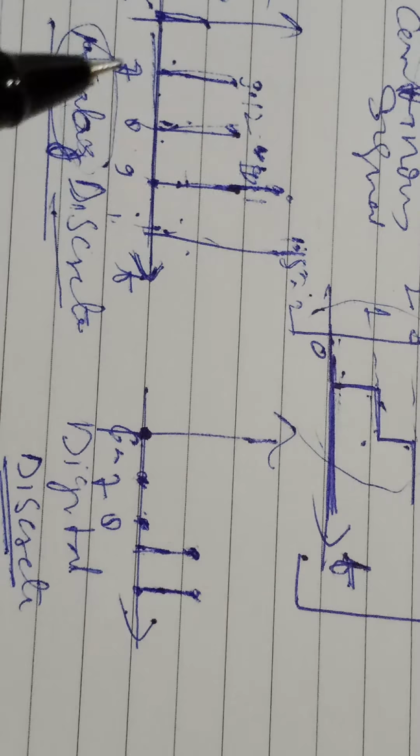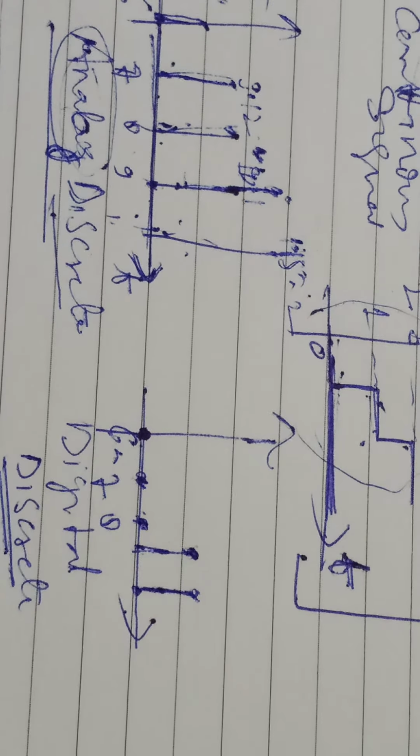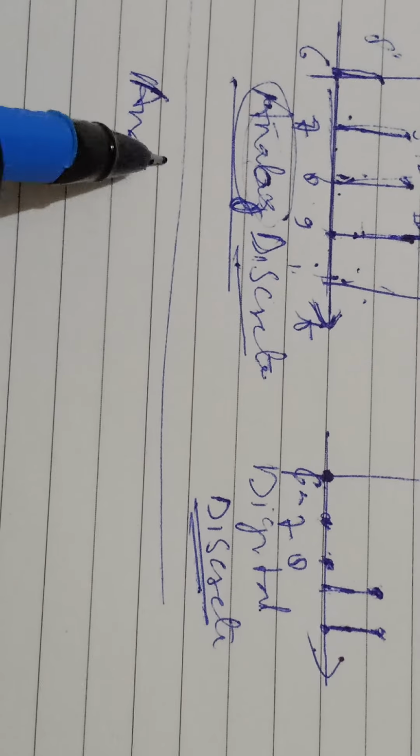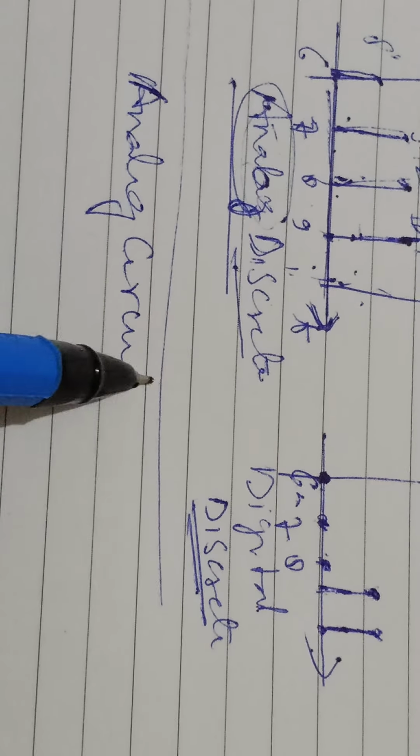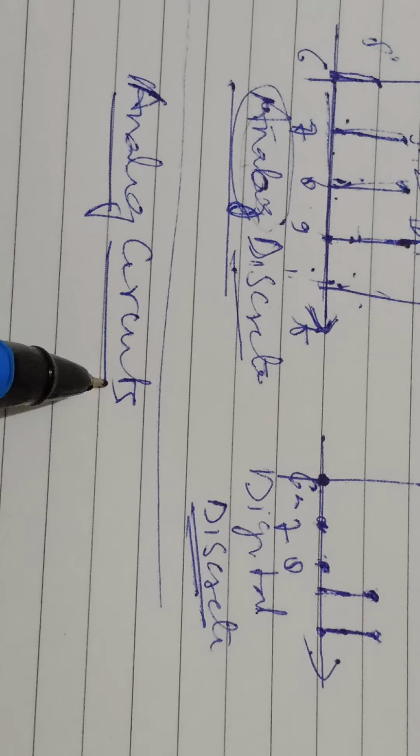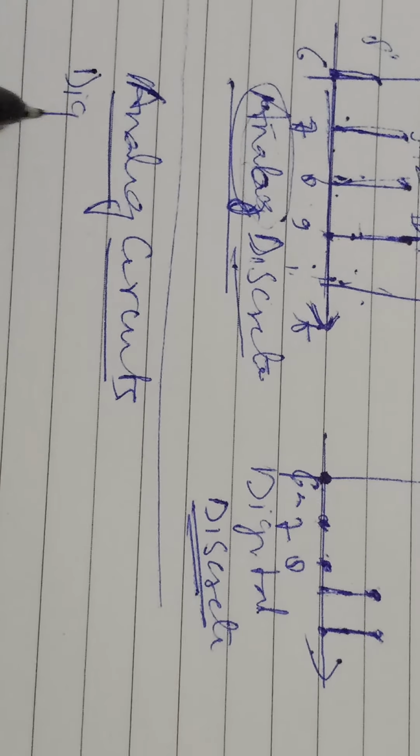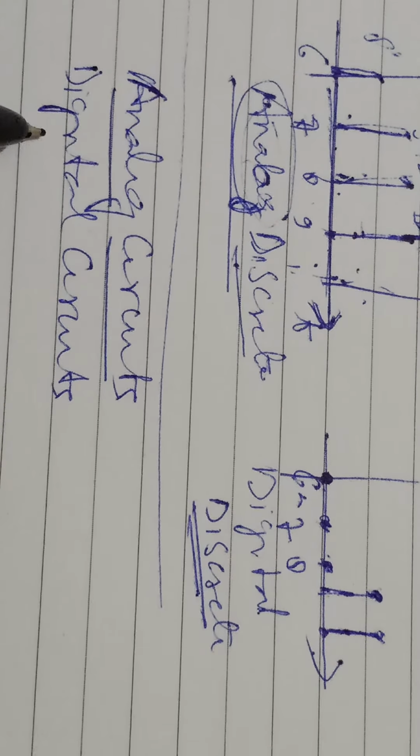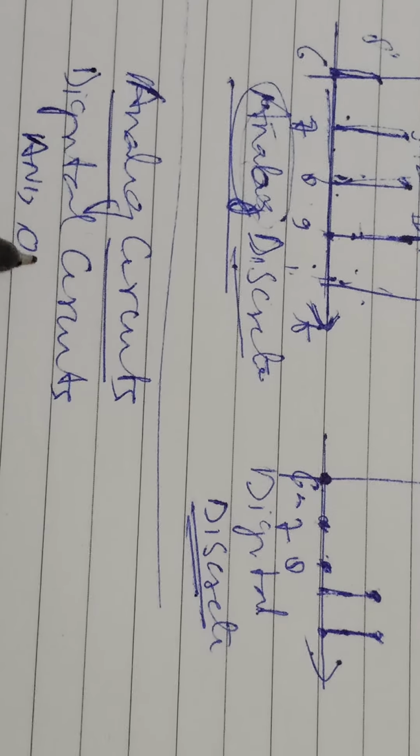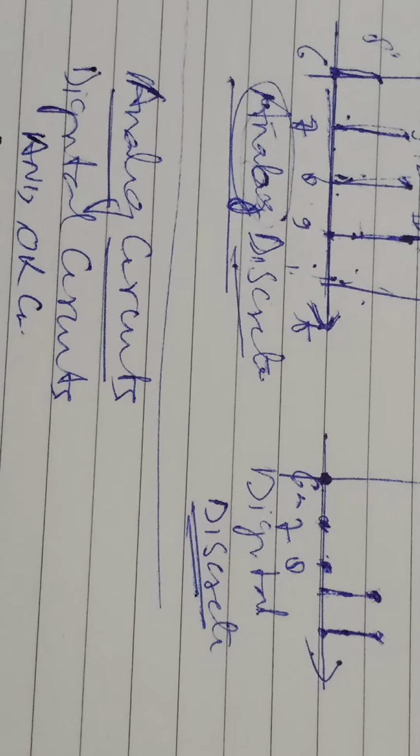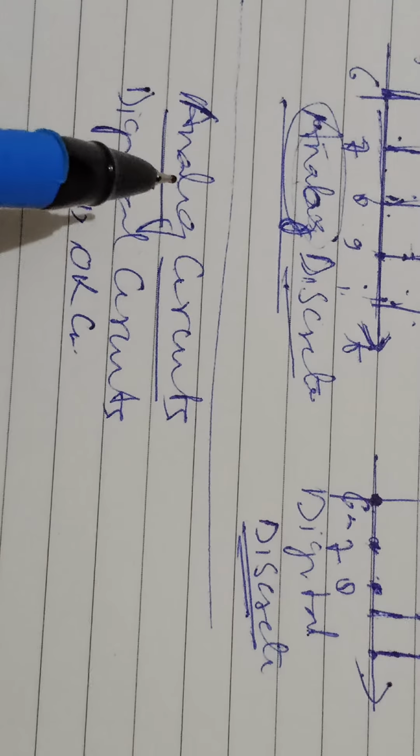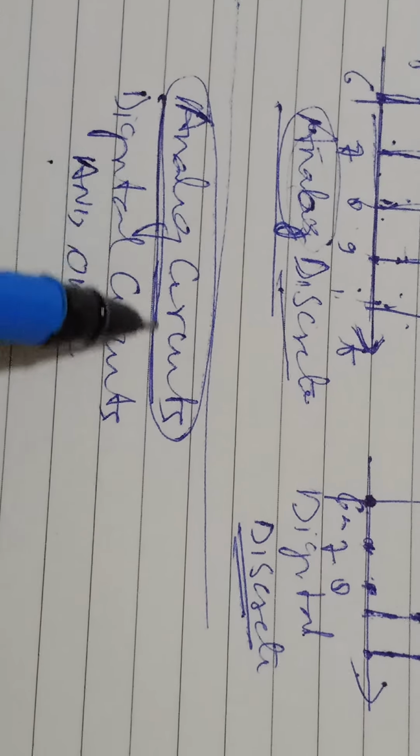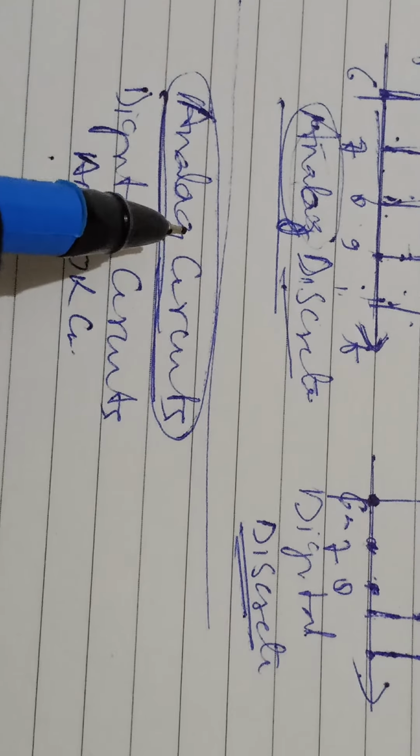So the circuits which deal with analog signals are called analog circuits, and the circuits which deal with digital signals are called digital circuits. As you know, digital circuits include AND gate, OR gate, flip-flops, etc. In this subject, we will deal with analog circuits.